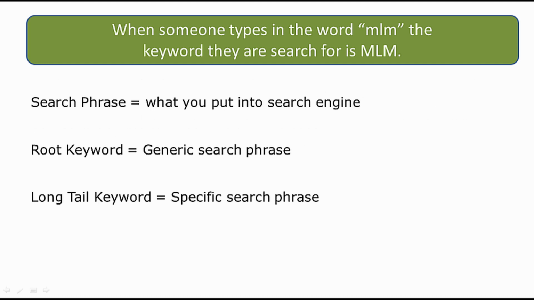When someone's typing in the word MLM, the keyword they're searching for is MLM. Now, the search phrase is what you put into the search engine. In this case, if they're typing in MLM, that's the search phrase. And that's really because it's such a short term. It's the more generic root keyword version of it, because it's really down to the basics. The root keyword is very, very generic, and it's really the start of the research phase. Basically, people are doing some research on the term, and they're trying to get more information about it. So usually when it's that short of a search, people are just looking for more information, and it's not typically a more profitable phrase, and it's really highly competitive.